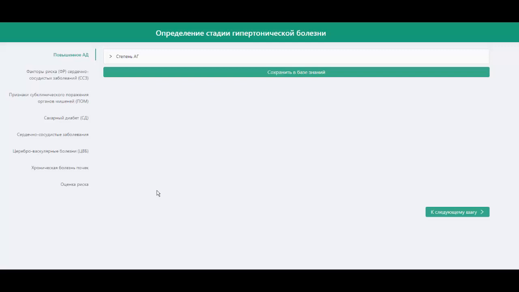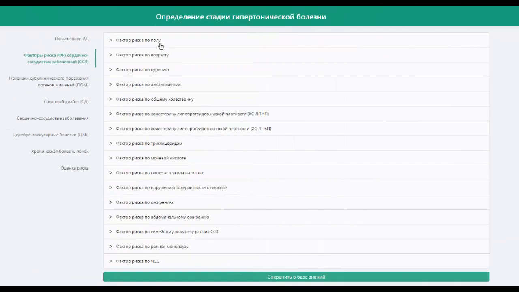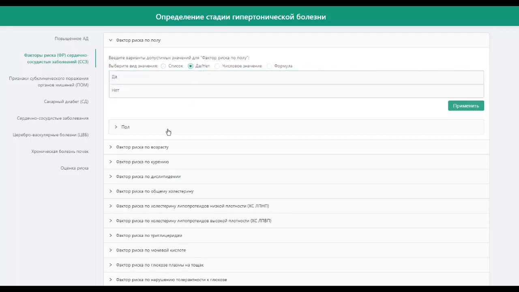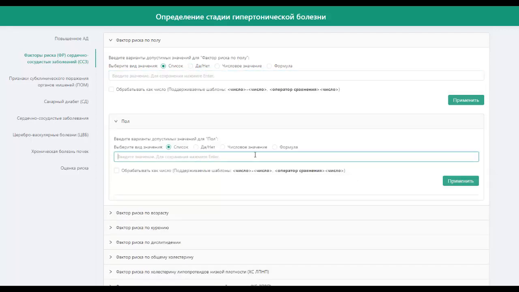Next, the expert completes the cardiovascular diseases risk factors section. Here are some examples. Gender risk factor. The expert selects type of the answer, yes or no, and indicates male and female.